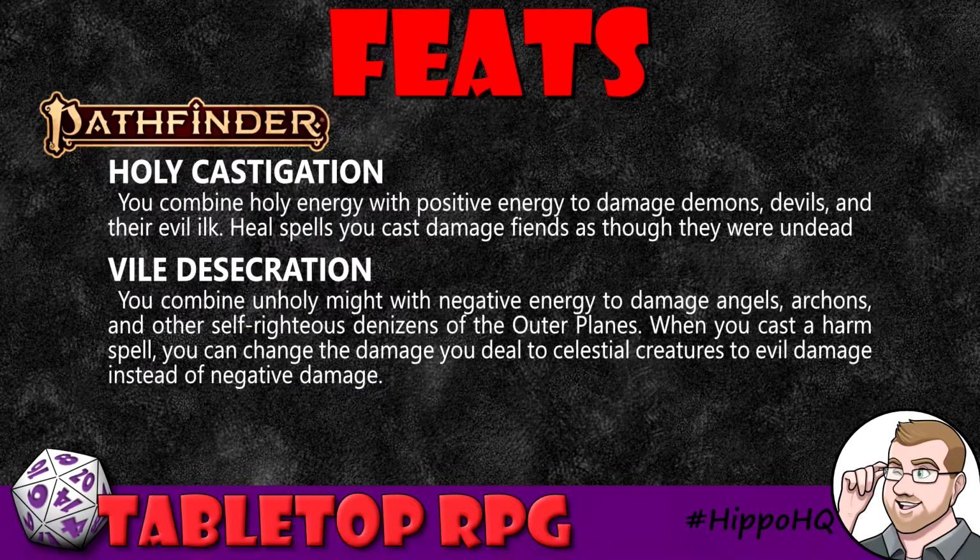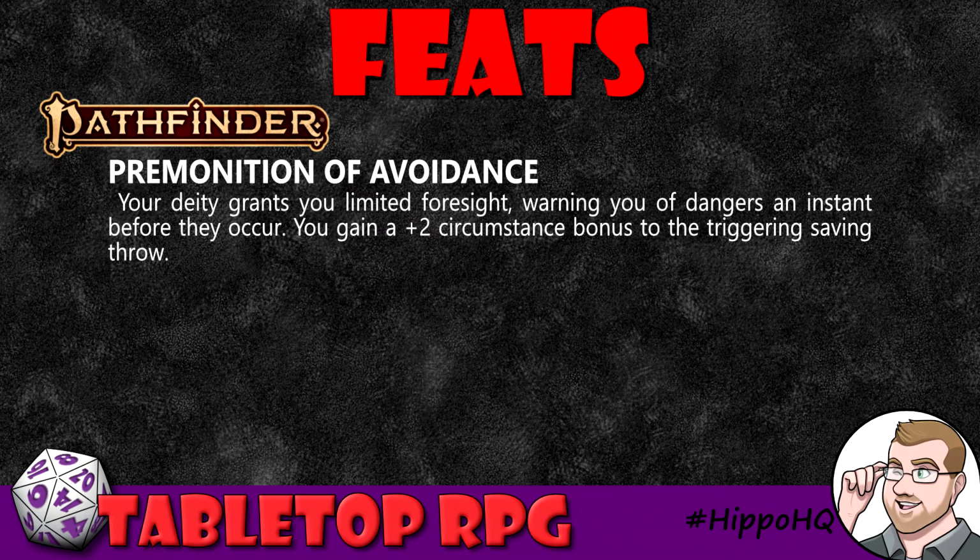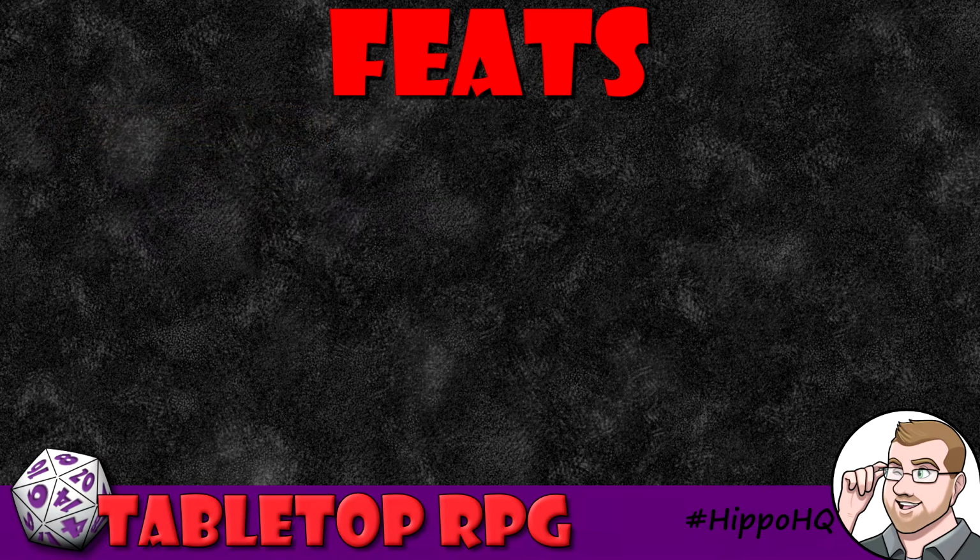Holy Castigation and Vile Desecration. Basically, you take your healing spell and it can damage fiends, or you take your harm spell and it can damage celestials. Reach Spell. This increases your range spells by 30 feet and your touch spells by 30 feet. However, it doesn't really combo well with harm or heal. And Premonition of Avoidance. Basically, you get a bonus on saving throws versus hazards. So this is a nice range of feats available, and depending on your playstyle or setting, some of these can be extremely beneficial.